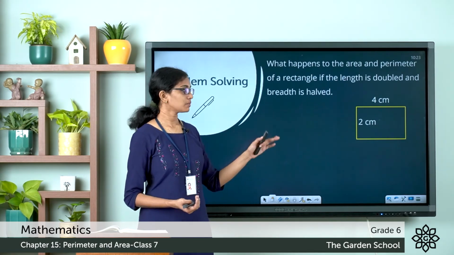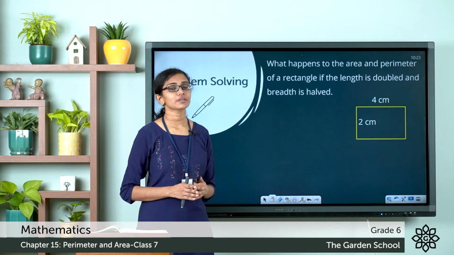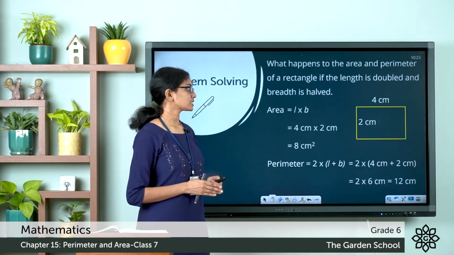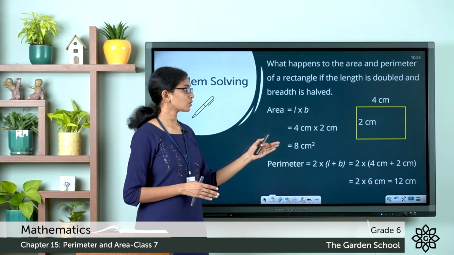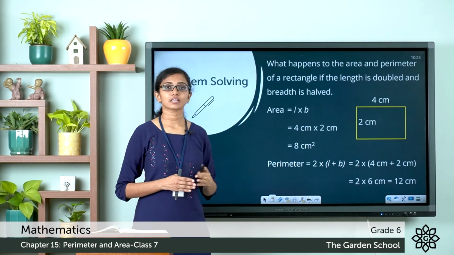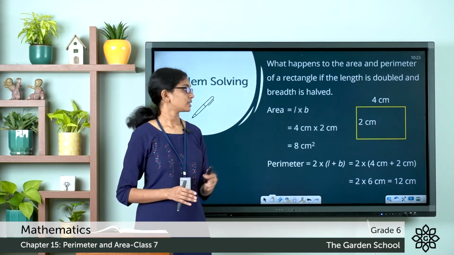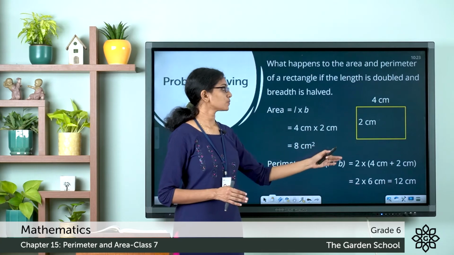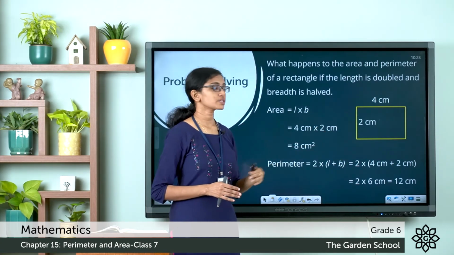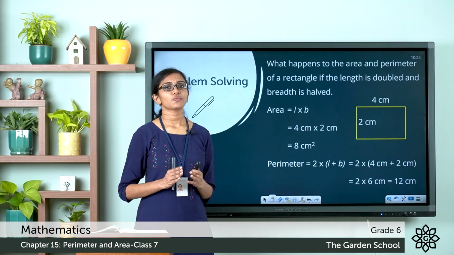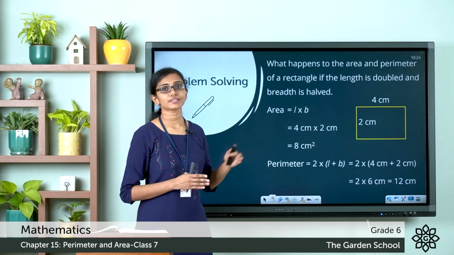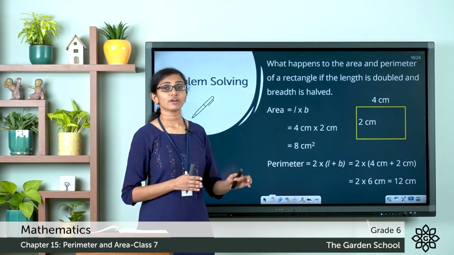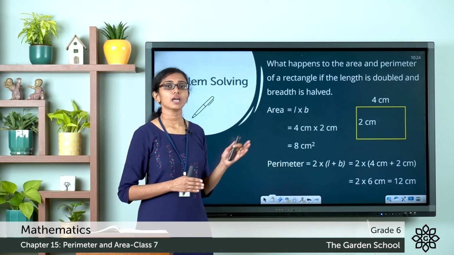So, we have taken an example here and let's find out the area and perimeter of this example. The area of this rectangle is equal to the length into breadth, that is equal to 4 into 2, which is 8 centimeter square. Now, the perimeter. Perimeter is equal to 2 into (L plus B), that is 2 into (4 plus 2) centimeter, which is equal to 12 centimeter. So, for this given rectangle, the area is equal to 8 centimeter square and the perimeter is equal to 12 centimeter.